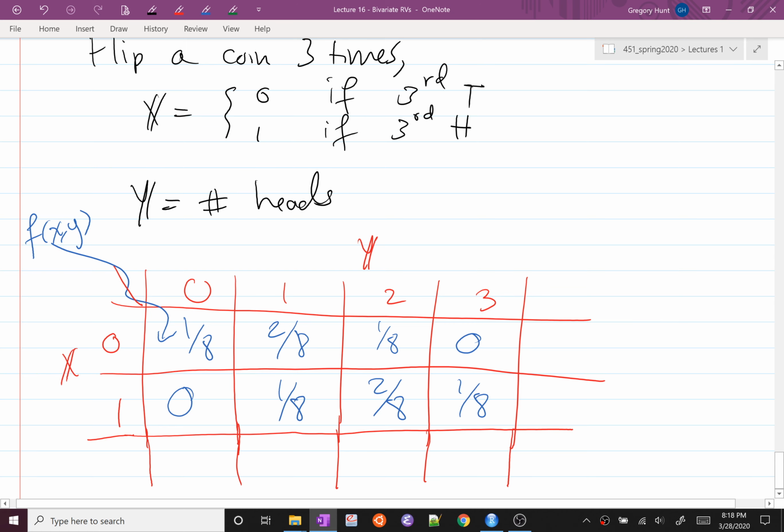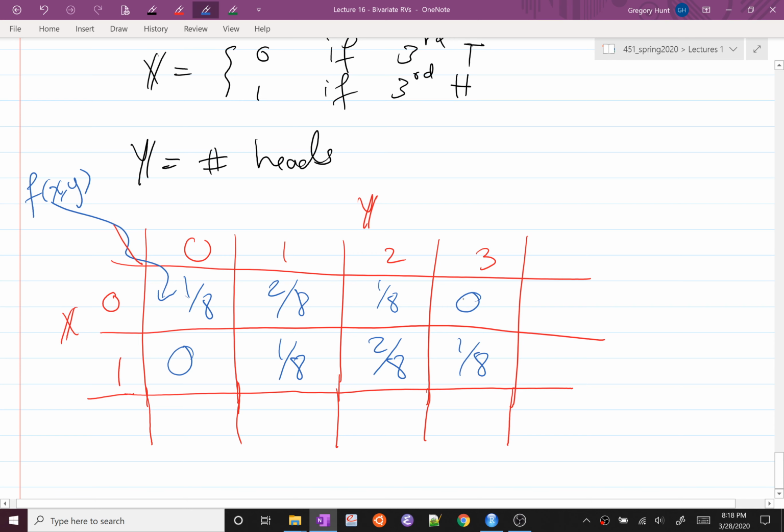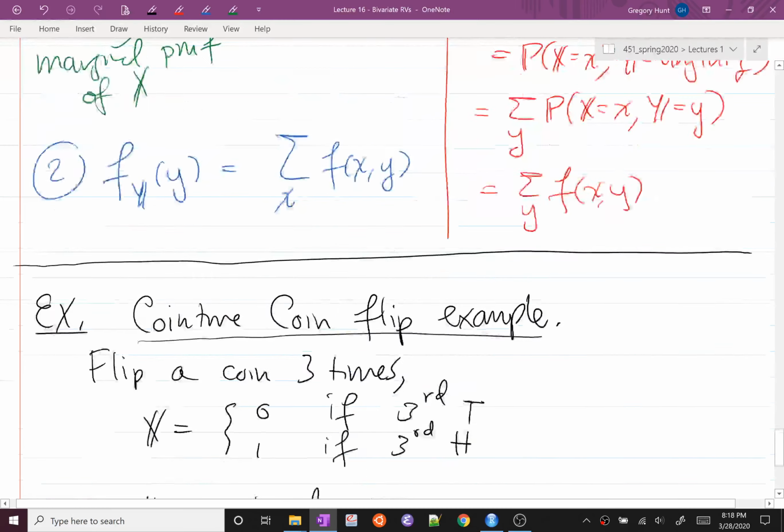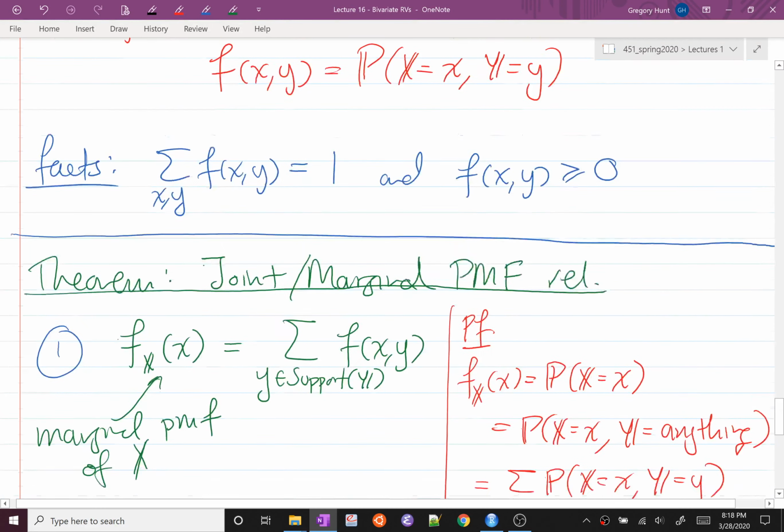So that is 1/8. Okay, so this is our joint PMF. For each of our possible values, combination of x and y, x being 0, 1, y being 0, 1, 2, or 3, it gives me the probability. Now, I claim in my theorem, or a fact, that there are two facts that are true.